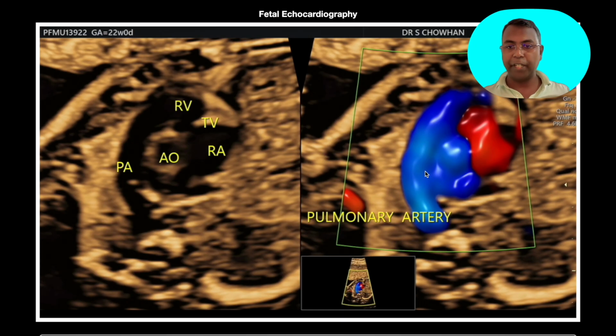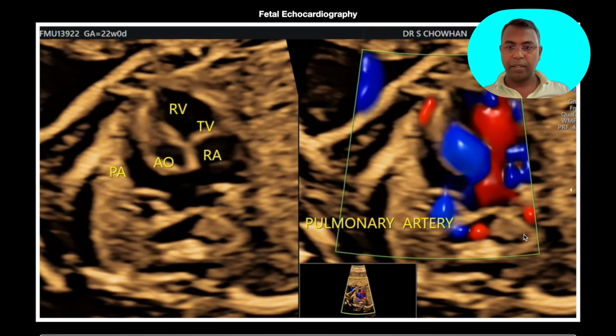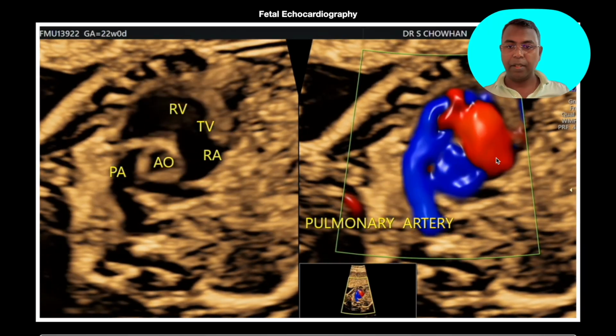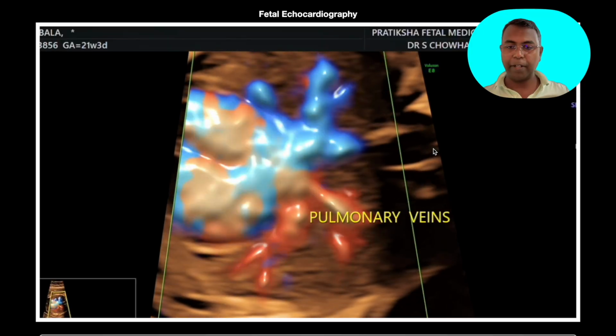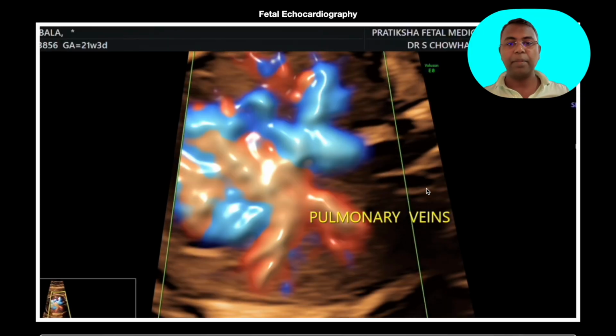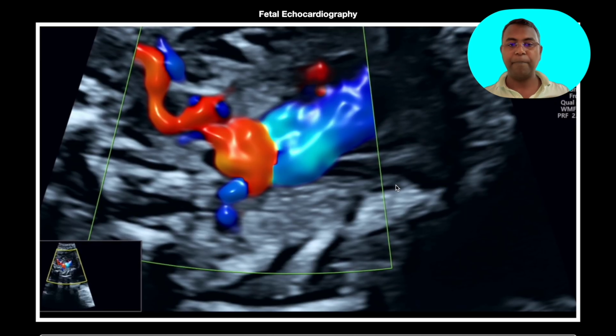This picture is already explained. This is the RVOT view, or the pulmonary artery view. You can see blood flowing from the right atrium to the right ventricle. This is the pulmonary artery, and these are the pulmonary veins. You can see all 4 pulmonary veins here.